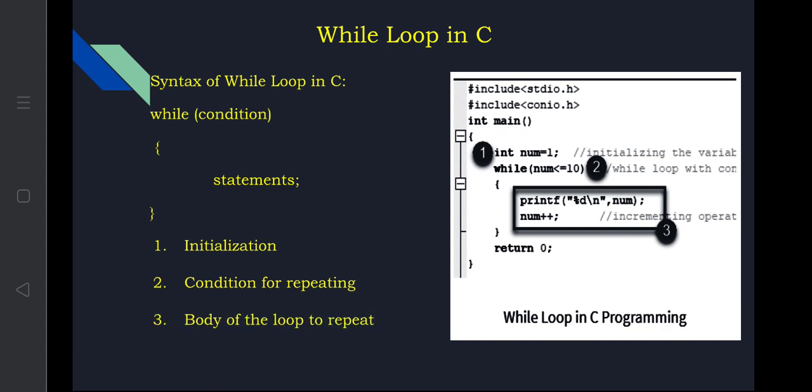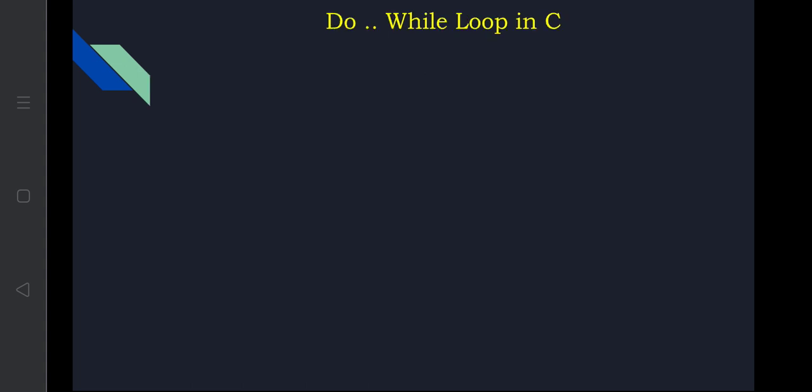And 3 is the body of the loop to be repeated. So what has to be repeated? Printf num, and num is num plus plus. So this is the set of statements to be executed within the loop. This is called the body of the loop. And this is how the while loop works.